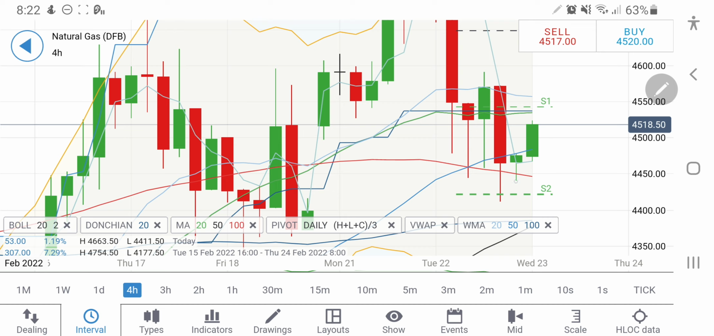Also look at this, higher lows on the 4-hour charts indicating there is bullishness. So the only short entry is below 4.47 levels. If it breaks 4.47 levels, yes, you can take a short entry. Till the time today it remains above 4.47 or 4470 levels, definitely it will continue to rise towards 4600 and plus levels.